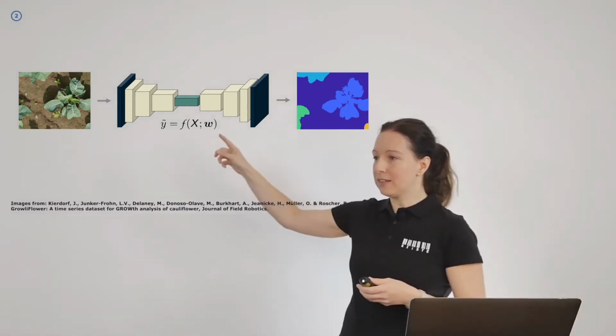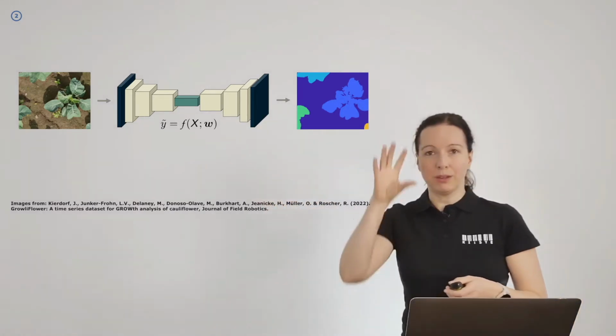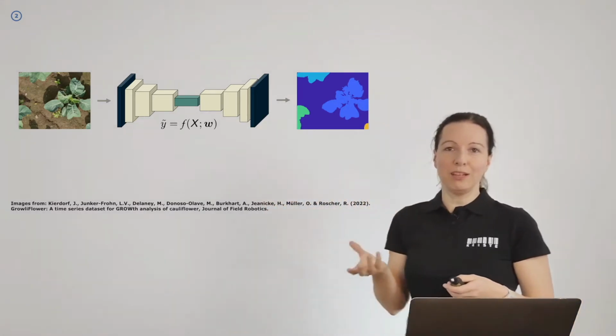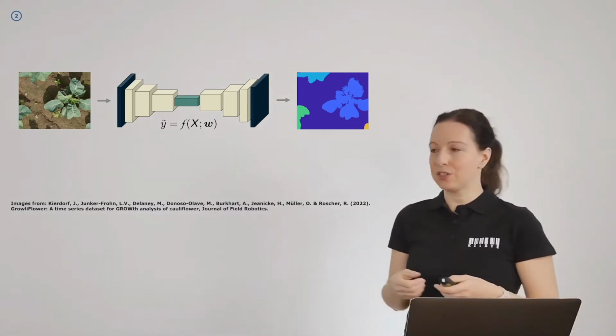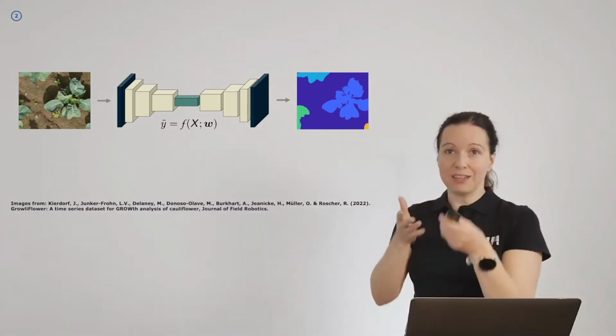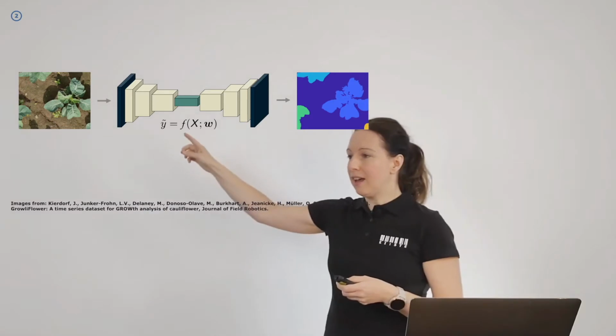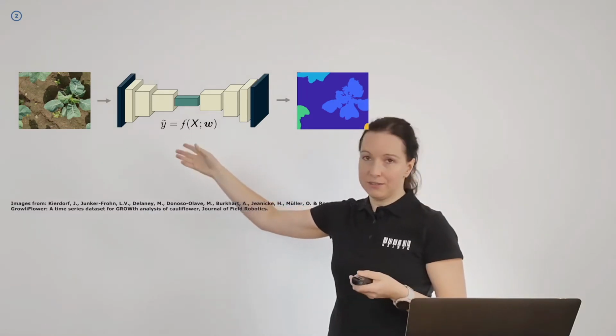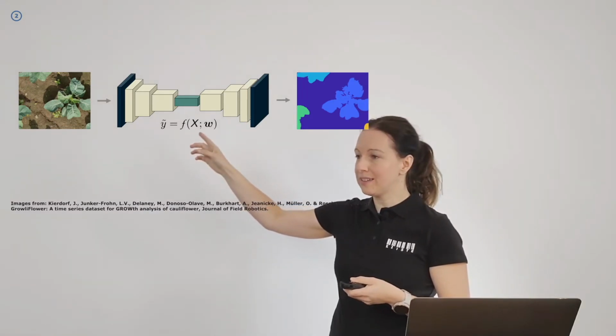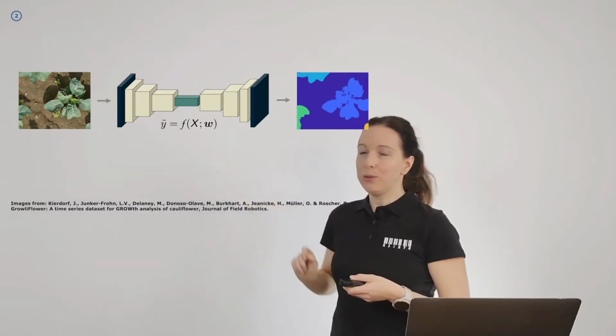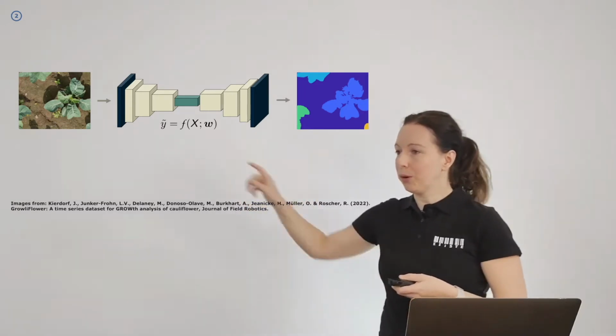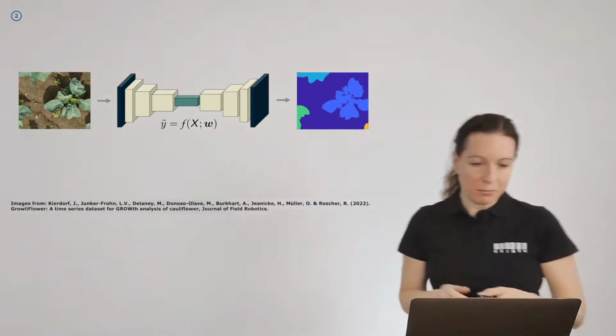And here you can see a neural network with these blocks. These blocks illustrate the outcome after each layer or after each set of layers. And F is the classifier, this neural network. X is the input data. W are the parameters of the neural network, and Y is the estimated output.